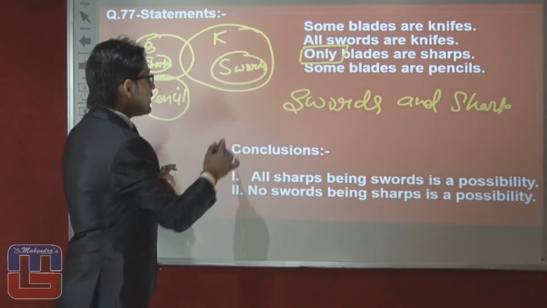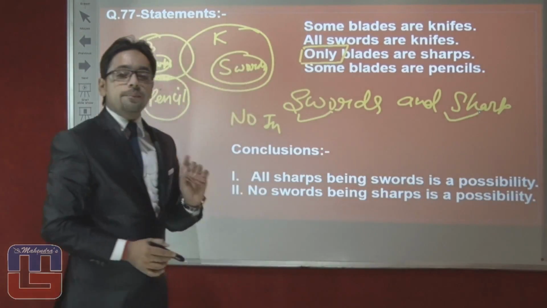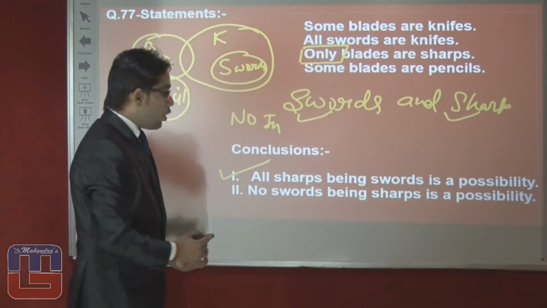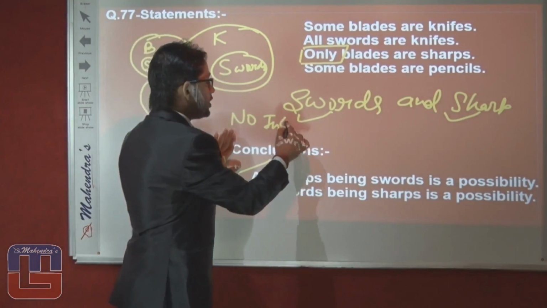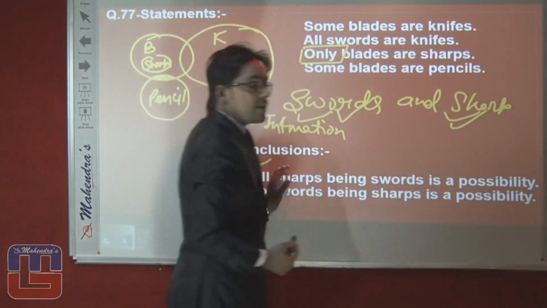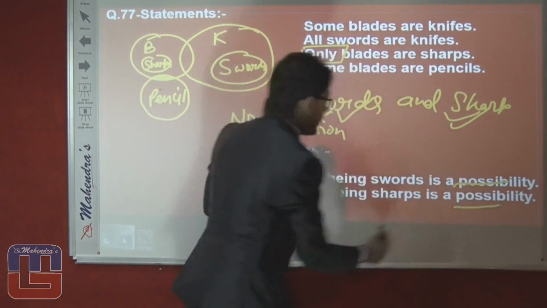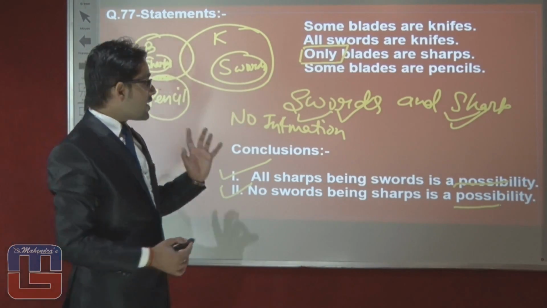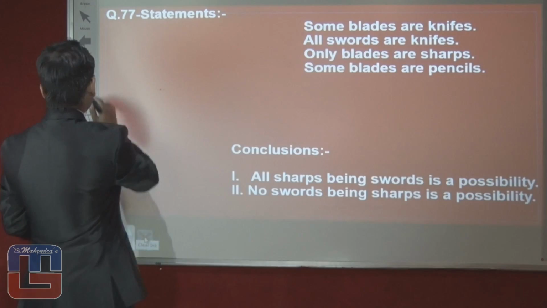If you find there is no information given between both of them, then all the possibilities are true. Either it is possible, either it is positive or it is negative. We again mention, if you find there is no information between two entities, that is sword and sharp, then all possible cases will be true here. First one is saying about positive thing, second one is saying about negative thing. Both conclusions are true. A right answer of this question, both conclusions first and second true. Let's move on towards the next question.